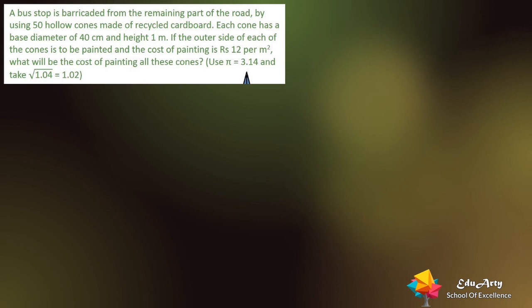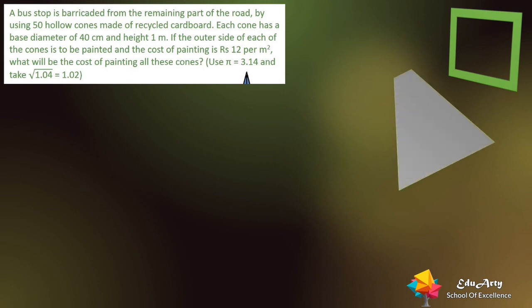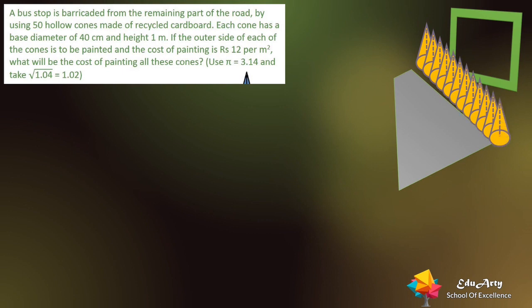First let's understand what is the scene happening here. Correct? Now listen. Suppose this is a bus stop, and suppose this is the road going on. They are saying that there are 50 such cones that they have put in between the road and the bus stop. They have separated it. Now these cones are made of cardboard and are supposed to be recycled. This cone has some dimensions also.